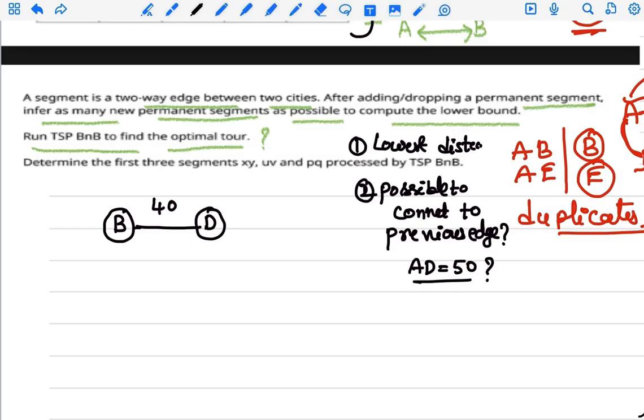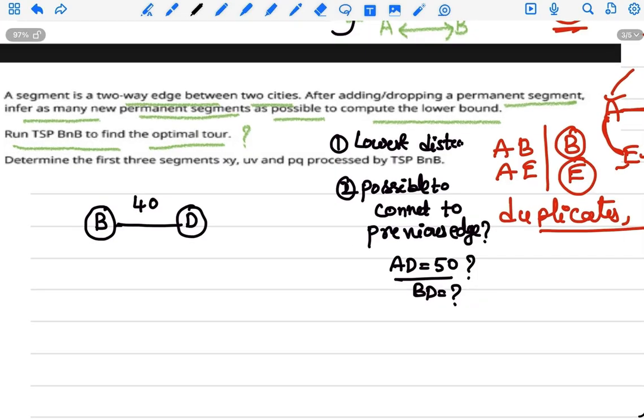Is it possible to connect the edge AD? Yes, we can connect. How? Because every city has to be connected to 2 nodes, right? Already D is connected to one node, B. So D can connect to A. That is possible. D is connected to 2 nodes, B and A, and the distance is 50. Okay.